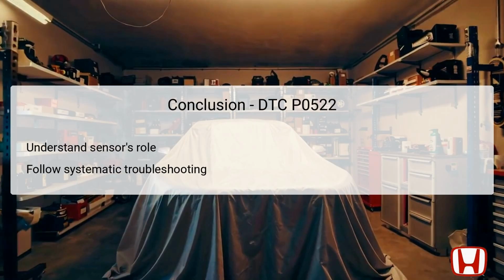In conclusion, understanding DTC P0522 involves recognizing the vital role that the rocker arm oil pressure sensor plays in engine performance. Proper troubleshooting requires systematic methods, including voltage checks and continuity testing, to accurately pinpoint the issue. Awareness of potential causes can streamline your diagnostic process, allowing for quicker and more effective repairs.